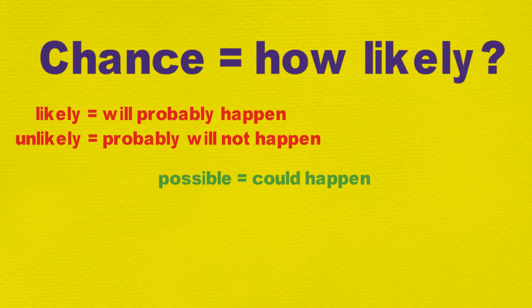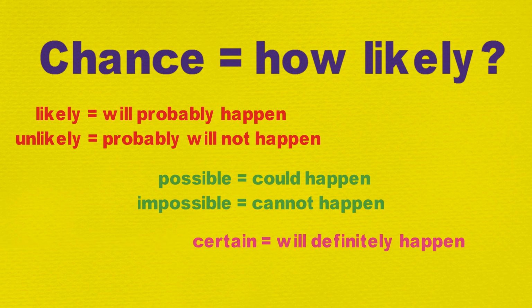If an event is possible, it means it could happen. For example, even though it is unlikely to rain this afternoon, it is still possible that it might rain. If an event is impossible, it means it cannot happen. For example, it is impossible for a kitten to grow into an elephant.